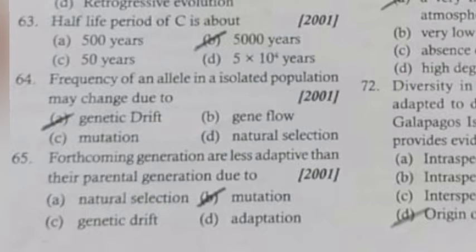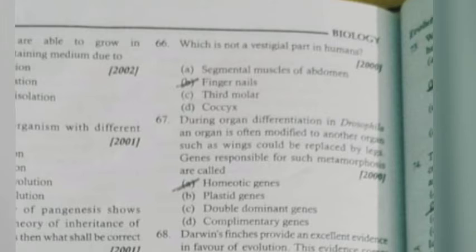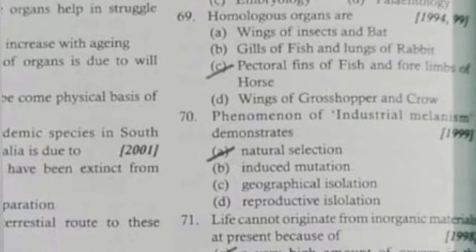Next one is the frequency of an allele in an isolated population may change due to genetic drift. Next question: forthcoming generations are less adapted than their parental generation due to, answer is mutation. Next one is during organ differentiation in Drosophila, an organ is often modified to another organ, such as wings could be replaced by legs. Genes responsible for such metamorphosis are called, so the answer is homeotic genes.